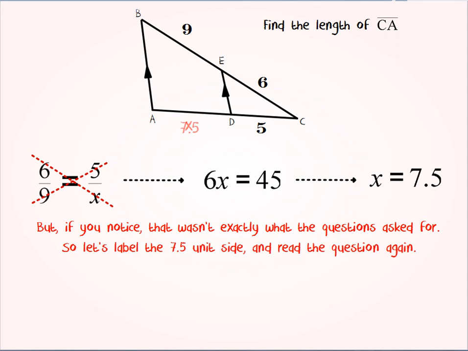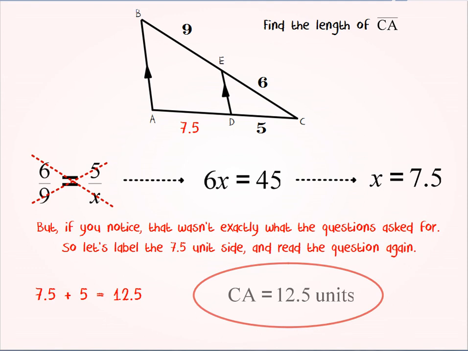Be careful to answer the right question. 7.5 plus 5 is equal to 12.5, so I need to say that CA is equal to 12.5 units. Remember, with the line over the top, that's the name of the segment CA. Without the line over the top, that means the length of segment CA. The length of CA is 12.5 units.